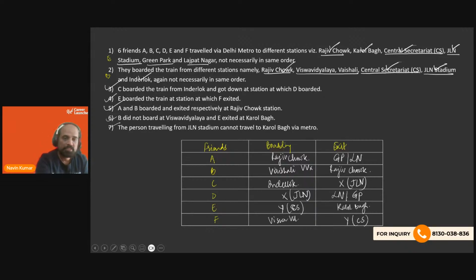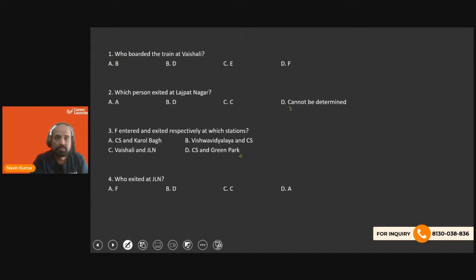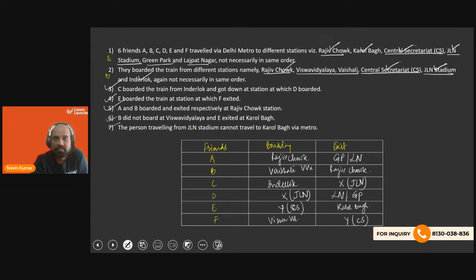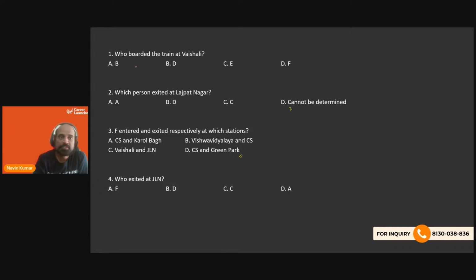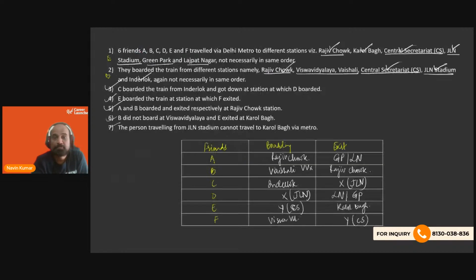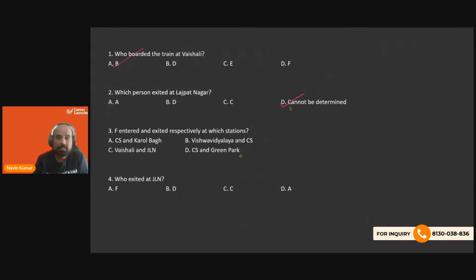Okay, let's look at the questions. Who boarded the train at Vaishali? So it was B who boarded the train at Vaishali. Which person exited at Lajpat Nagar? At Lajpat Nagar, we do not know who exited. It was either A or D, so cannot be determined.